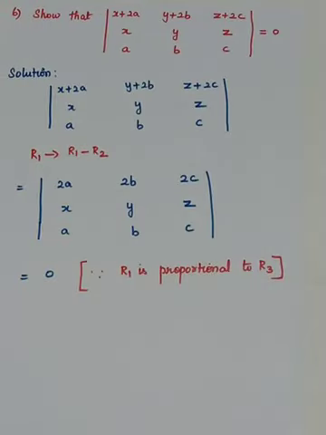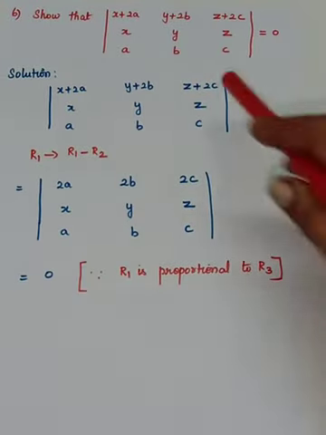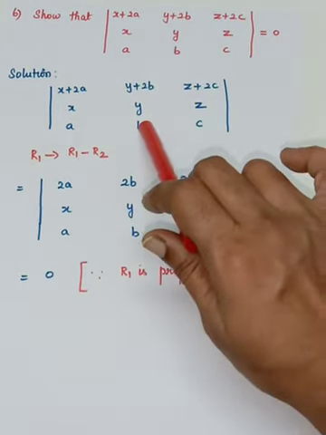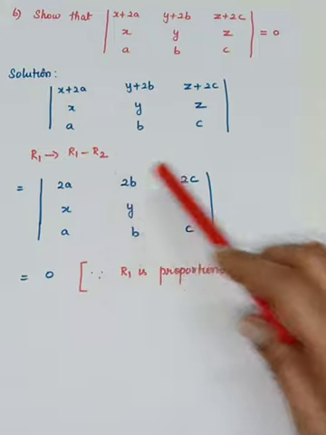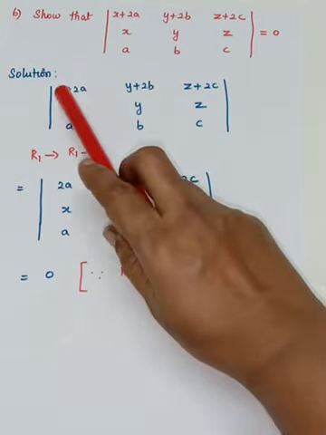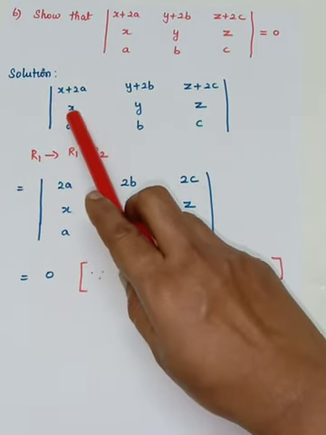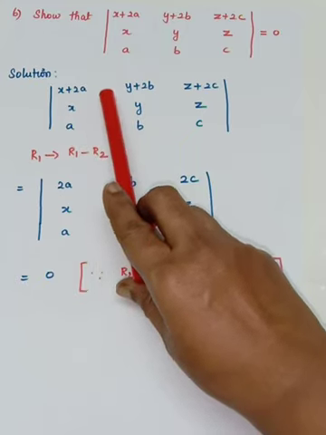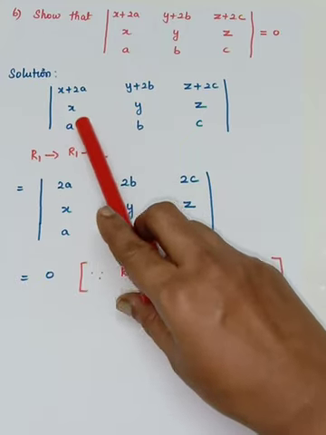Coming to the sixth problem. We have to show that the value of the determinant is equal to 0. You consider the determinant. Here I am going to do the transformation R1 minus R2. So R1 is what? X plus 2A minus X. So what has to come? X plus 2A minus X means 2A, as X and minus X get cancelled.